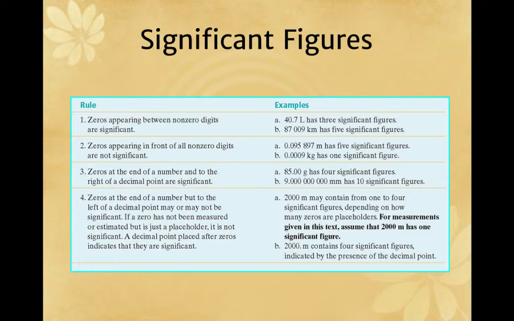I have 3 types of significant figures that I call them. The first one being this first one, zeros appearing between non-zero digits. I call these zeros captive zeros.